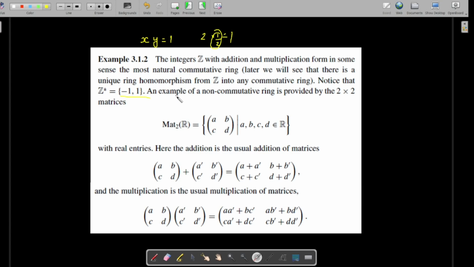Okay, so let me go to an example which is a non-commutative ring. An example of a non-commutative ring is provided by the 2 by 2 matrices, the set of all matrices of the form [a, b; c, d], where the elements belong to R. Here the addition is the usual addition of matrices, and multiplication is also the usual multiplication of matrices. You know that matrix multiplication is not commutative. Therefore, this is an example of a non-commutative ring.